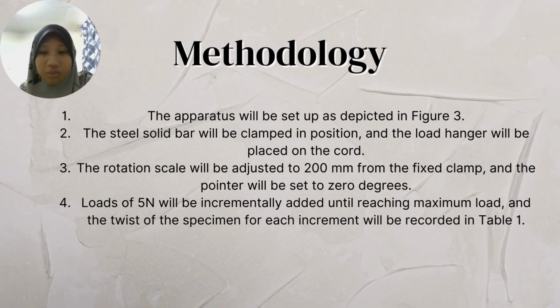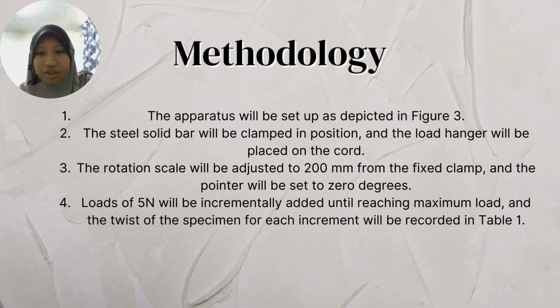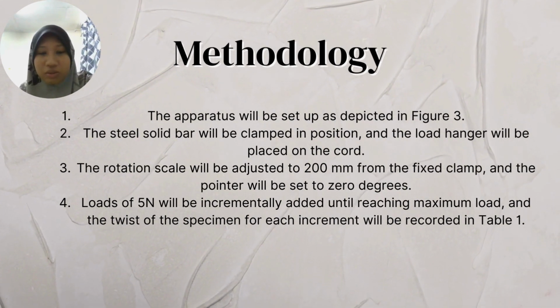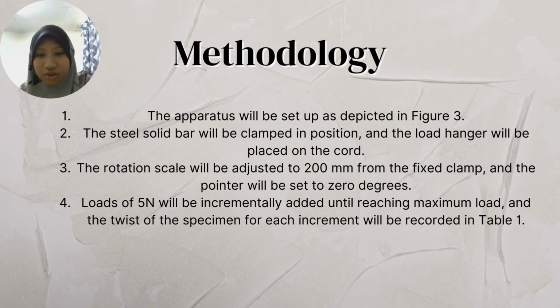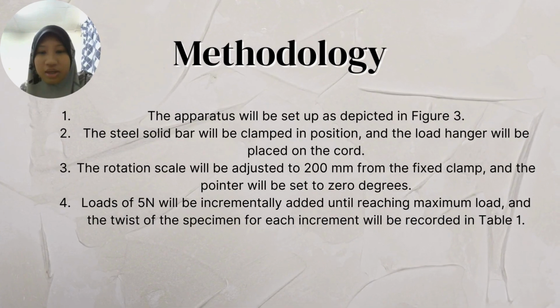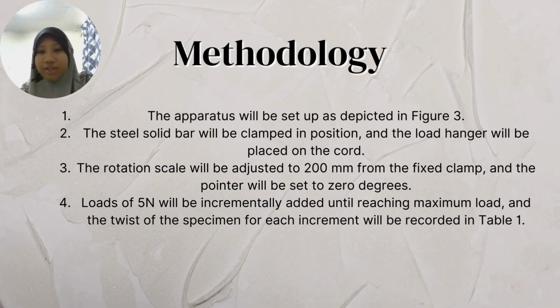Second, the steel solid bar will be clamped in position and the light hanger will be placed on the cord. Third, the rotation scale will be adjusted to 200 mm from the fixed clamp and the pointer will be set to 0 degrees. Fourth, the load of 5 Newton will be incrementally added until reaching maximum load, and the twist of the specimen for each load will be recorded in table 1.